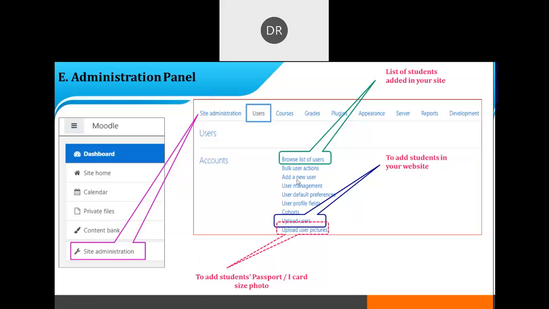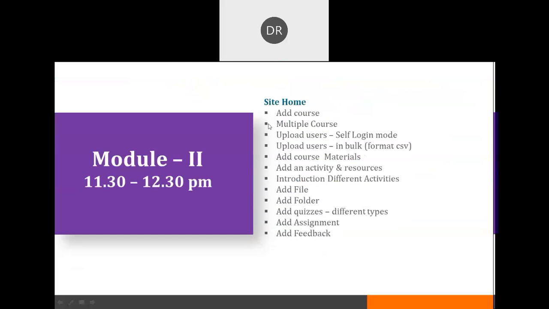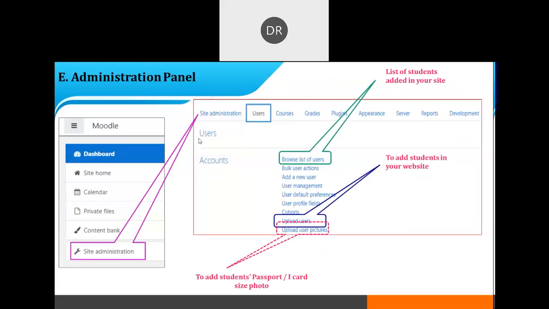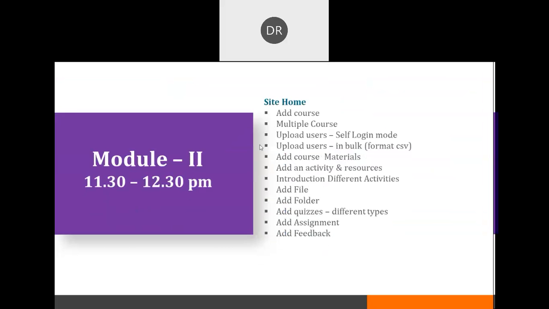So these are the different settings under the site administration. So there are different tabs also: courses, grades, plugins. So at this stage we will see only the users. Okay. So these are the different settings of Moodle. Now we will go to the second module.